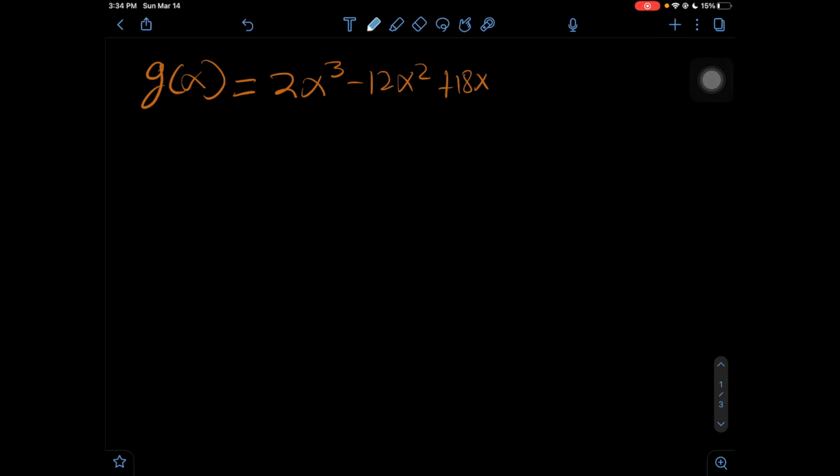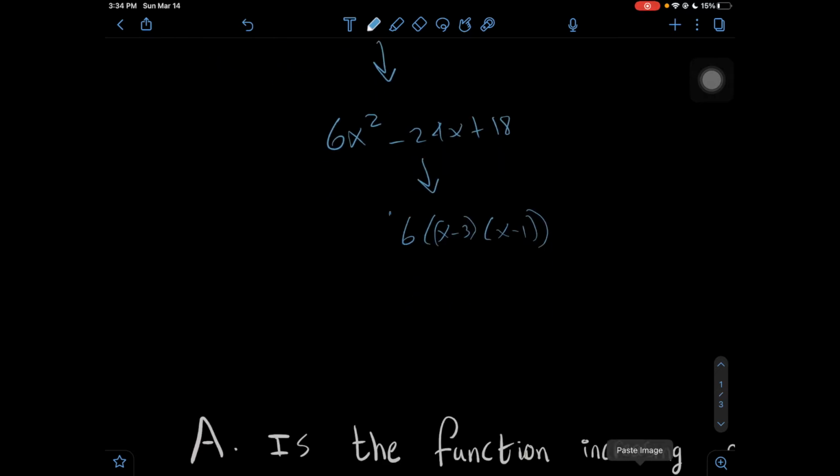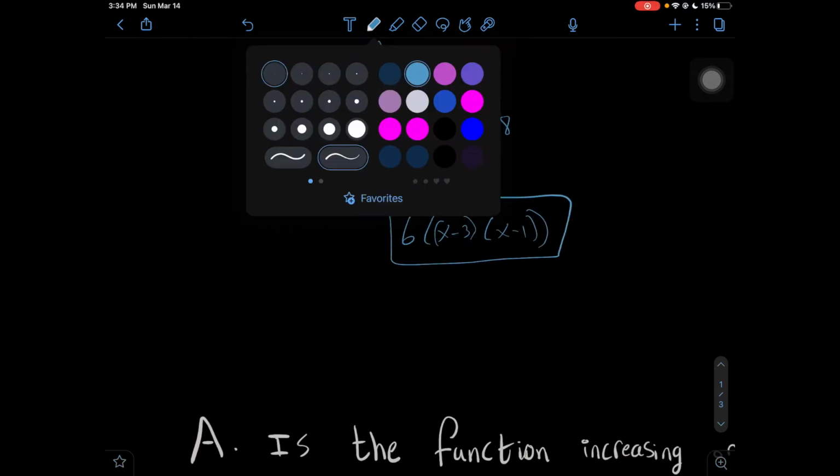To start off, we're going to use the power rule in order to find the derivative, and if you want to know how to use the power rule, you can find it up here in the corner, or you can go ahead and check out the last video on the channel. So we know by using the power rule that our derivative is 6x squared minus 24x plus 18. And we know that we can factor this. So if we factor it, it'll come out to 6 times x minus 3 times x minus 1.